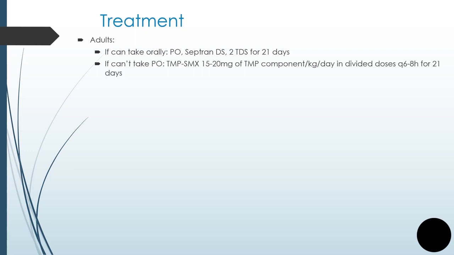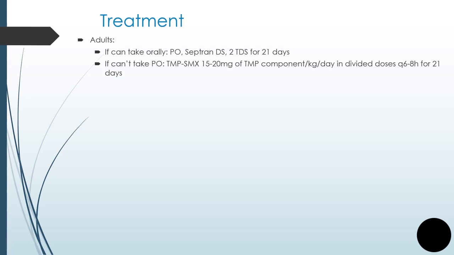The treatment of PJP pneumonia in adults depends on 2 factors. Number 1, the severity of the disease, and number 2, the oral intake of patients. So in mild to moderate disease, if a patient can take orally, the recommended dose of Septran DS is 2 TDS for 21 days. If the patient cannot take orally, then IV trimethoprim sulfamethoxazole can be given in 3 to 4 divided doses for 21 days of treatment.